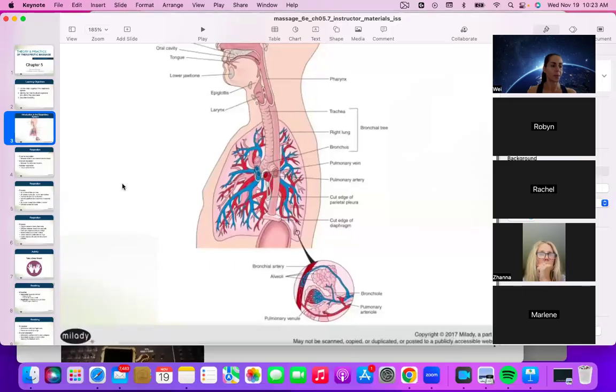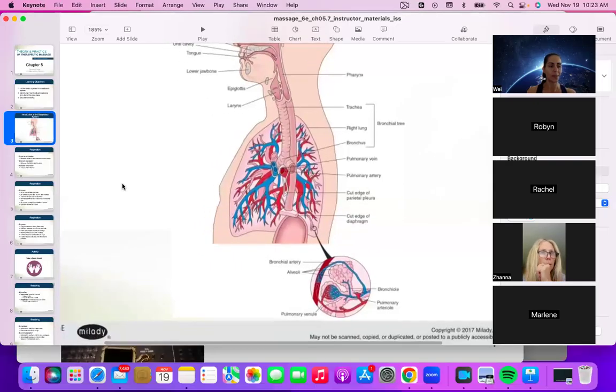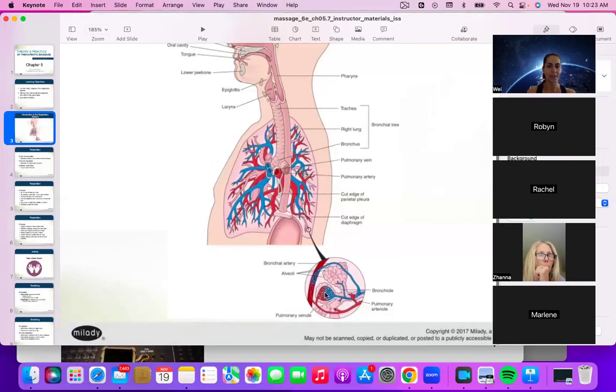Okay, so they're thin and they're porous, and they're surrounded by these capillaries. So these are capillaries, which are the smallest vessels in the body. And the largest vessels are the aorta and veins, and the smallest are capillaries.